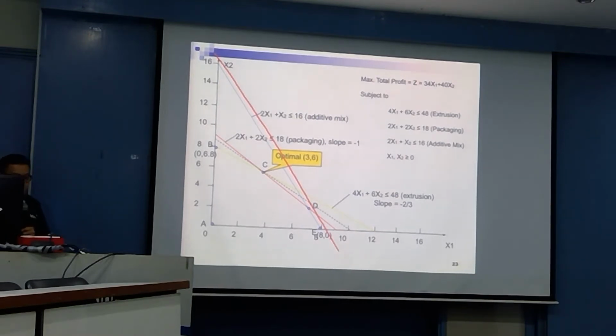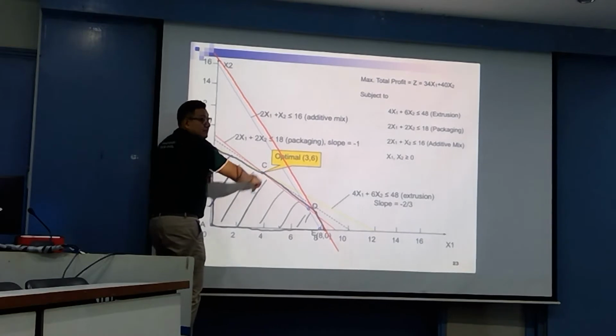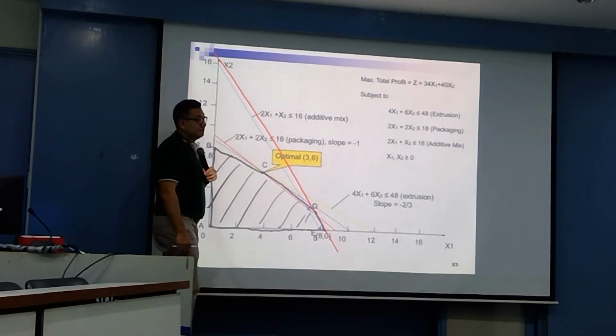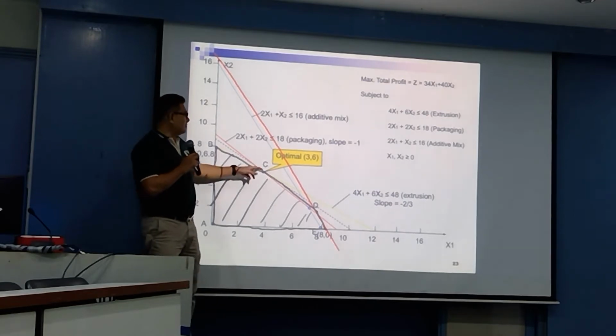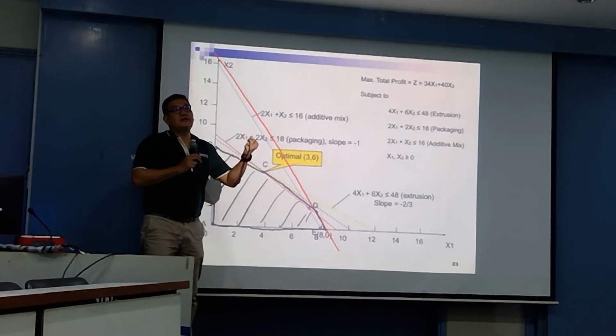The new one. So when you try to find the visible area, you can have this visible area. This is a visible area. When you project the iso profit line and try to find the result, the optimal solution is still at point C. So what happened? When you substitute it, you have the same Z value. No difference, no gap. So u pi equals 0.